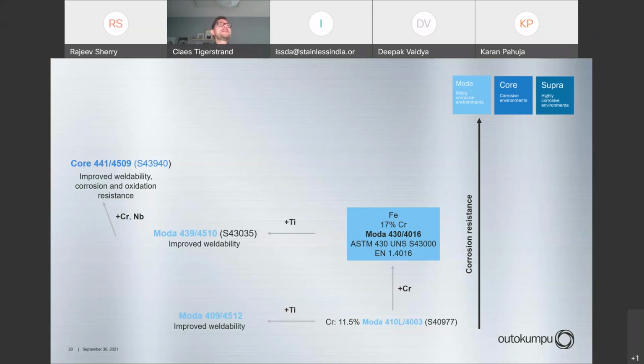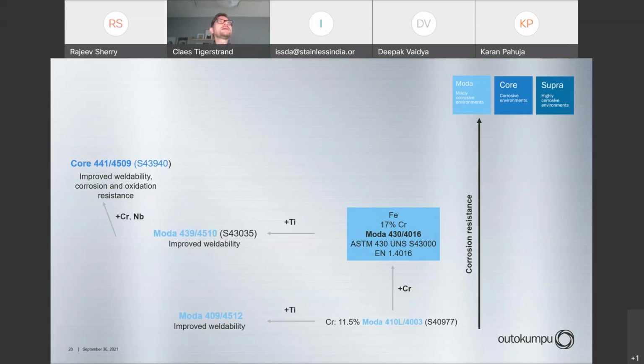If we then add more elements, higher chromium content, also niobium, that means when you're adding the titanium and niobium, you will stabilize the structure and you will improve the weldability even further. And by adding more chromium, you will improve the corrosion resistance, and with the niobium also the oxidation resistance at higher temperature as well. So this grade, the type 441, core 441, has significantly better properties than you have from the standard 430.